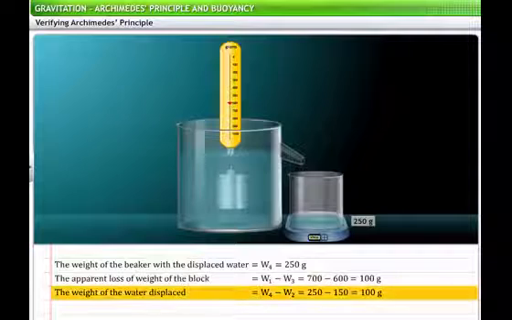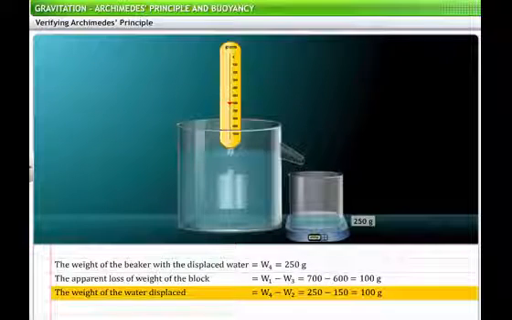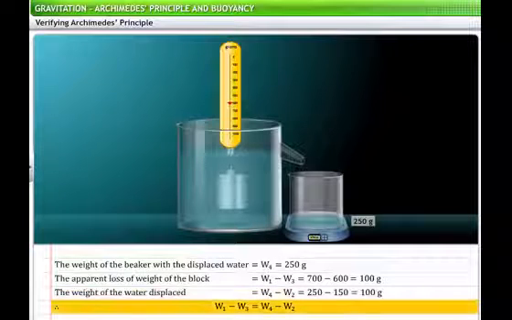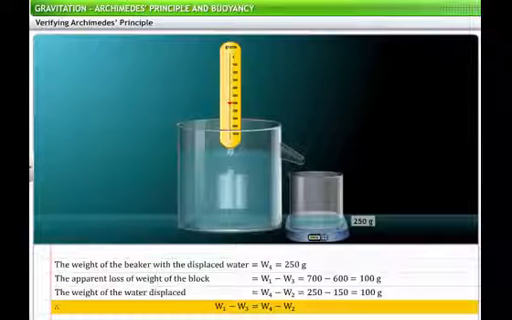The weight of the water displaced is equal to W4 minus W2. This equals 100 grams. You can see that W1 minus W3 is equal to W4 minus W2. Thus, this verifies that the difference of weight of the iron block inside and outside the water is equal to the weight of water displaced into the beaker.